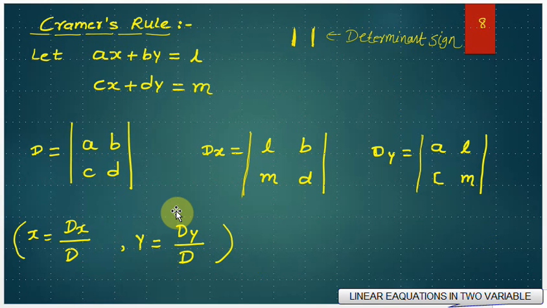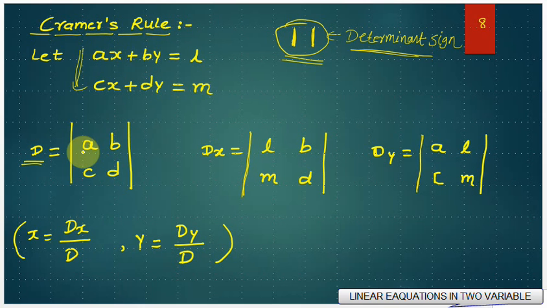Now the next point in linear equations in two variables is Cramer's rule. Cramer's rule is the most important point in this chapter. Let's take two simultaneous equations: ax + by = l, cx + dy = m. These equations are taken into two parallel lines, and this is said to be the determinant sign. So here the capital D is equal to |a b; c d|. These are the coefficients of x and y.